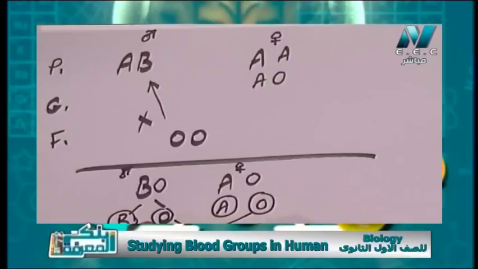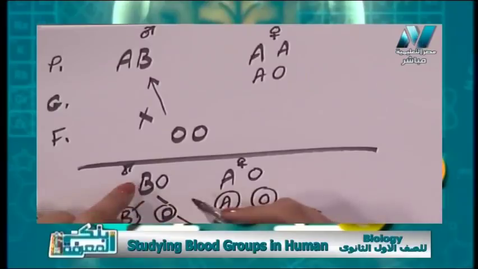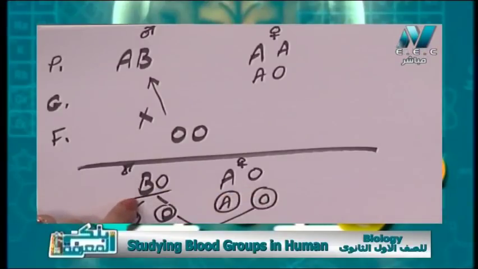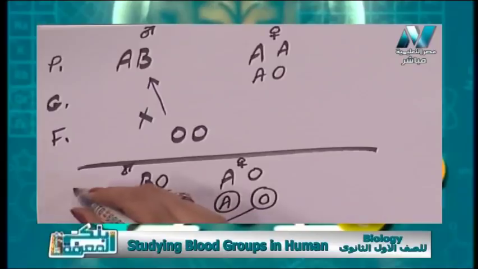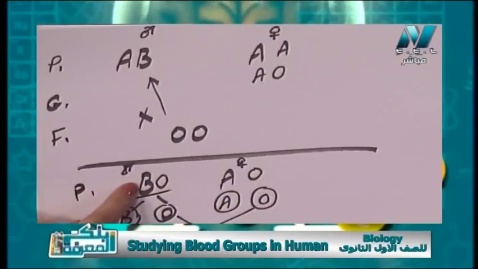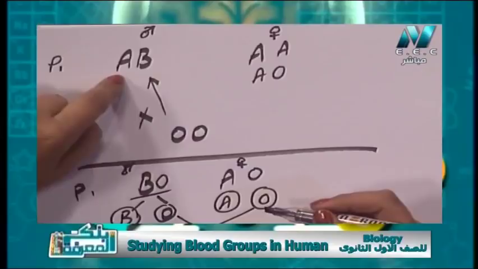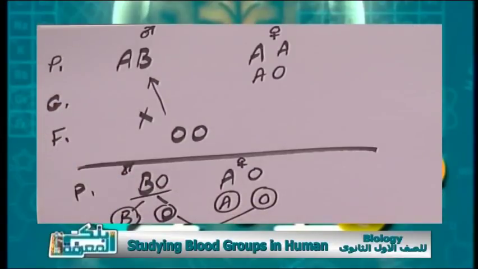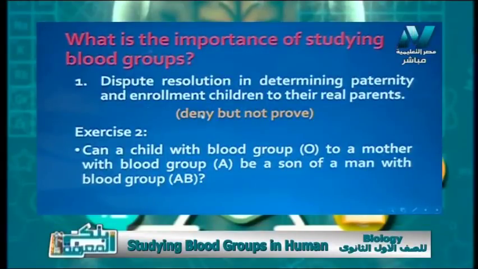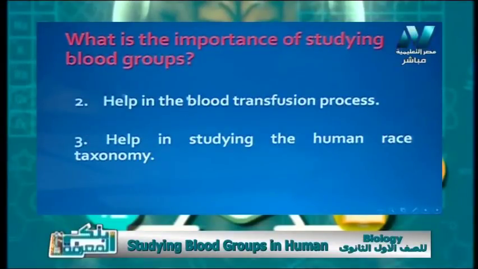But we cannot prove it. Many other men have the same genotype, so we cannot say for sure that this child is related to this father. But we can deny it. So we can use the blood groups to deny paternity of a certain father to a certain child, but we cannot prove it. Okay? So this is the first importance of studying blood groups.